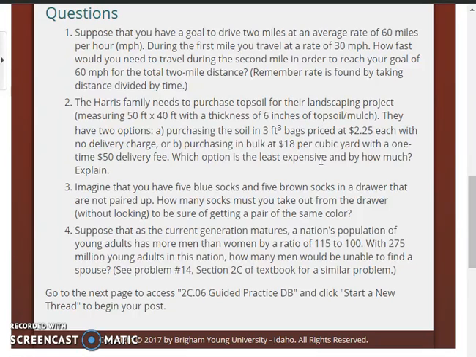Okay, I have just a couple things for you guys to think about in this guided practice for 2C. In particular, number one here, where we are trying to drive 2 miles at an average rate of 60 miles per hour. And during the first mile, we've traveled at a rate of 30 miles per hour, and we want to figure out how fast we need to go during the second mile in order to get that average of 60 miles per hour. So some things to think about here.